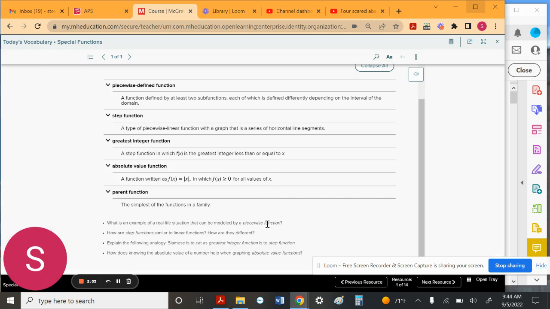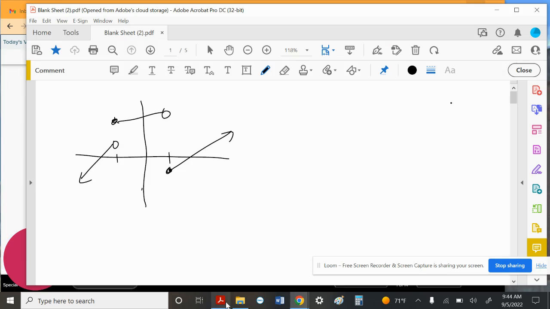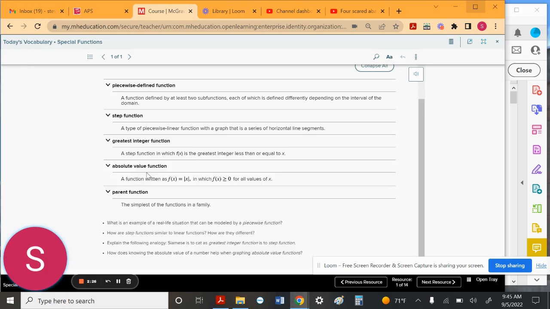And then a step function is just a specialty piecewise function. So it's going to look like this. So it might have a starting point, go up to here, have another point, go up to here, have another point, go over to here, have another point, go over here. So it looks like a step. So it looks like steps that we are taking up there. Absolute value function, and then a parent function we'll talk about.